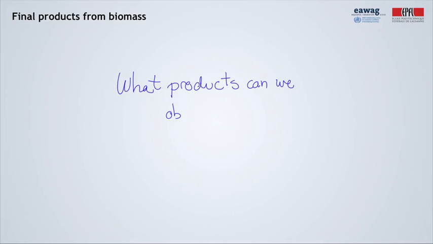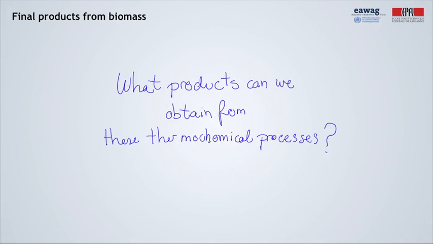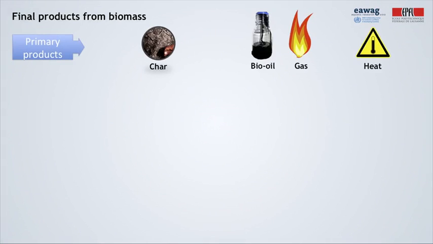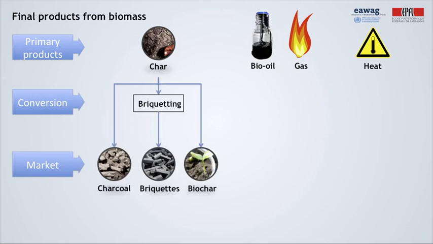So, what products can we obtain from these thermochemical processes? We've seen that the primary products are char, bio-oil, fuel gas, and heat. From char, we talked about three market products that we can obtain: charcoal, briquettes, and biochar. Chars can also be refined into biofuel or other chemicals.